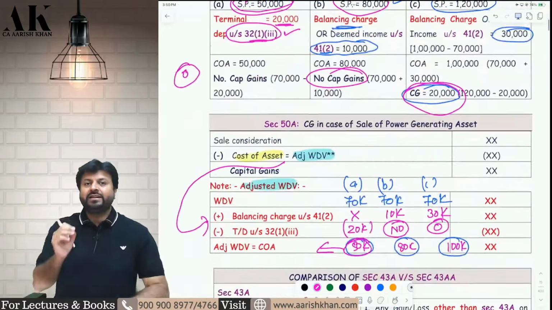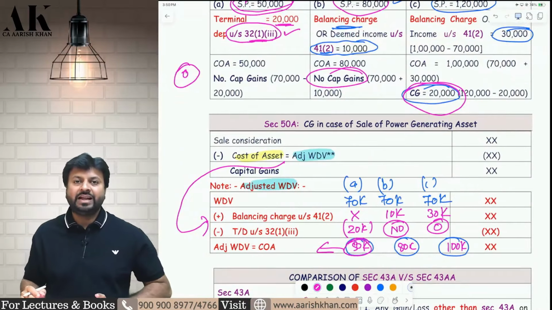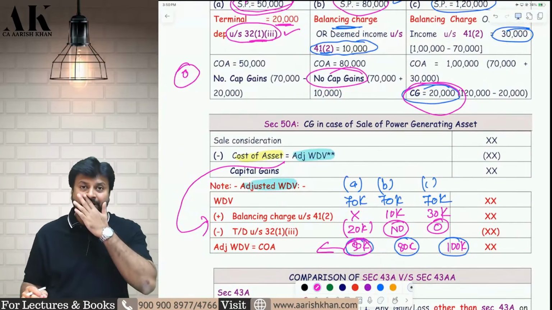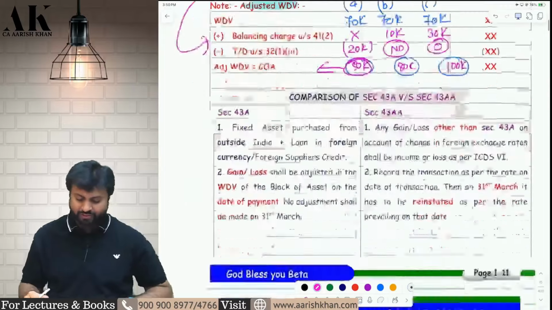Okay, so they have made the formula in such a beautiful manner that when there is a capital loss, that will become 0, and if there is a capital gain, that will remain a gain. I hope it is clear to all of you.